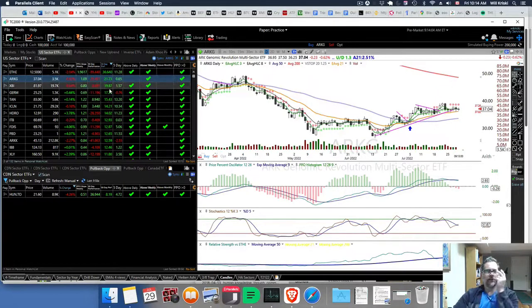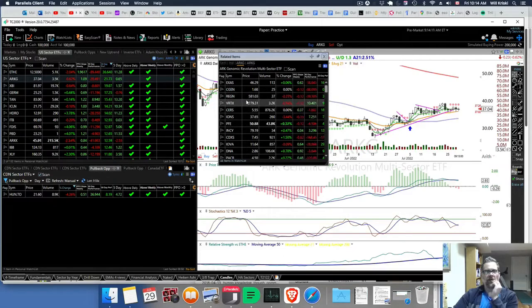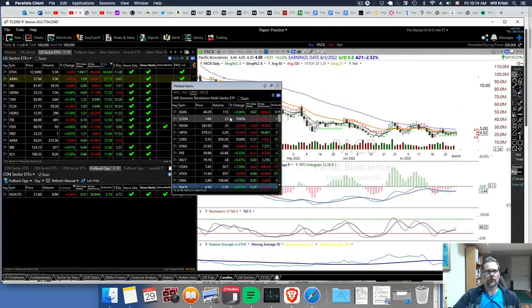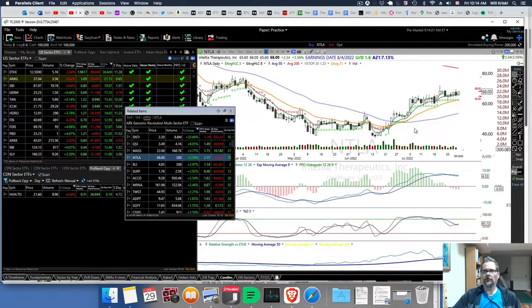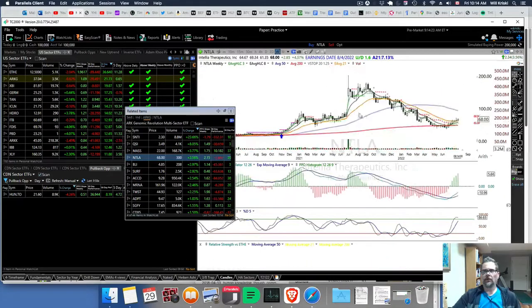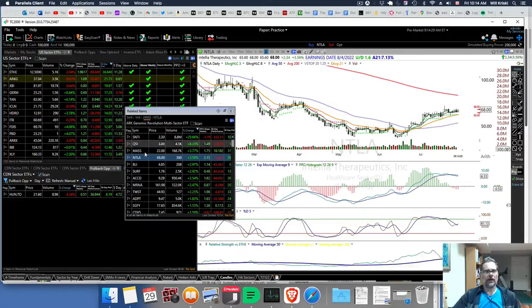For any of these ETFs with TC2000, you can click on it, the component watch list, and you can see the stocks like Pacific Biosciences. I can sort by percent change. This Intellia Therapeutics is doing really well. If I go to the weekly chart, we just bounced off the 200, just below the 200 week, and it's coming back up again. So that way you can find stocks within an ETF.